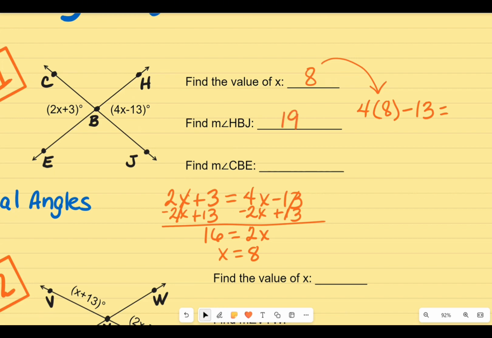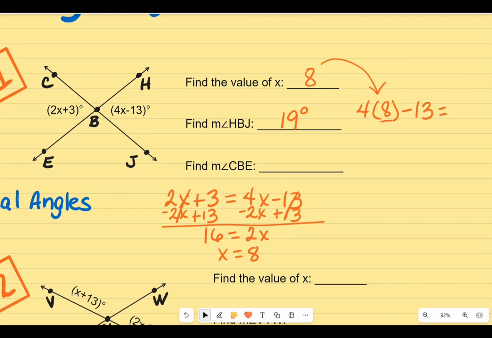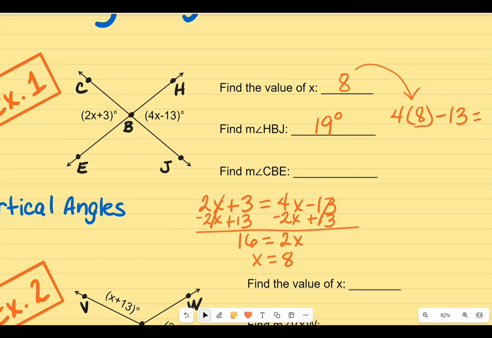So notice what I'm going to do. I'm going to put a degree symbol. Why did I do that? Because it's asking for the measure. Here it's just asking for x. So that simply means just substitute in. So I do not need a degree symbol for my x. Because these are vertical angles and I said they are congruent, I should expect to get the same degree measure.